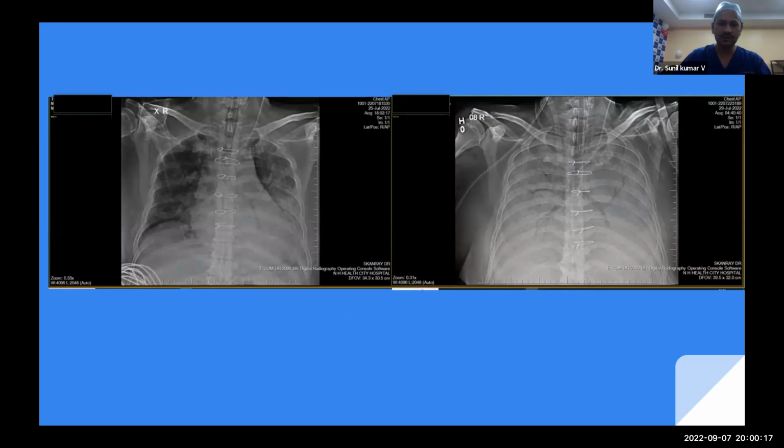The X-ray on the left-hand side is the immediate post-operative X-ray. Intraoperatively itself, he had some blood, but eventually it settled on its own. And the X-ray on the right side is the second post-operative day X-ray, where the blood has accumulated all over the lung fields, which has made it a whiteout lung.